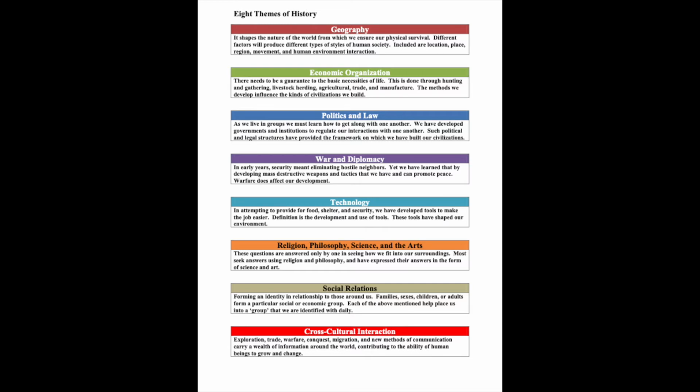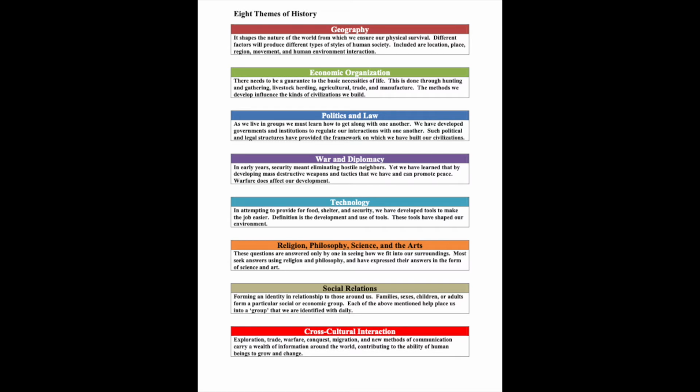The fourth topic was war and diplomacy. War is a conflict, diplomacy is peace. You can have the threat of war, but still maintain peace. It does affect our development if you think about things such as the internet, if you think about medical technology, then that is how war affects our development.